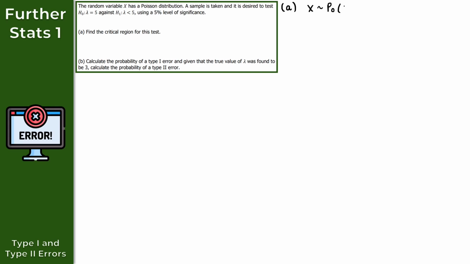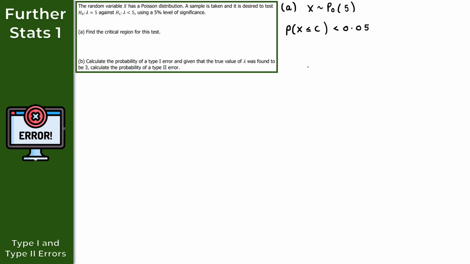But what we need here is the parameter lambda. Well, it's desired to test lambda equals 5 against lambda being strictly less than 5. So if I assume that H0 is true, then lambda equals 5. So our parameter here is 5, like so. So that gives us the distribution. What we now require is a value c, such that the probability of our random variable x here, being less than or equal to some value c, is less than our significance level here of 5%. So that would be less than 0.05.